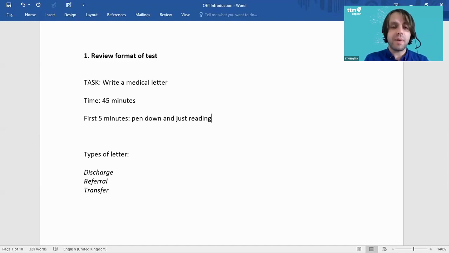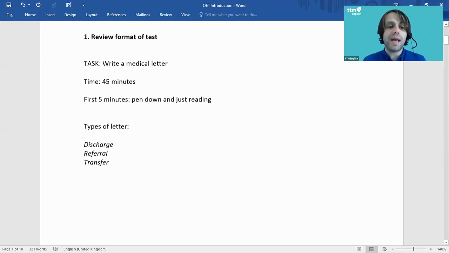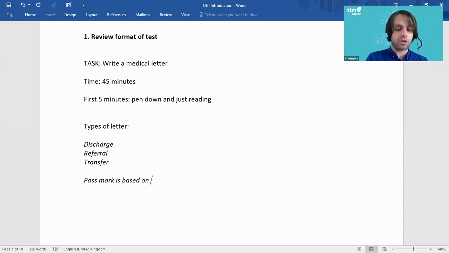Okay, I think that's basically what you're facing when it comes to OET writing. 45 minutes in total, 5 minutes of just reading, no pens. You can expect in the exam to get one of these 3 types of letter, although just like any exam, sometimes they throw you a curveball or try and change it a little bit to make everyone feel uncomfortable. One of the good things about OET grading is that the pass marks are based on, does anyone know what I'm talking about here? The pass mark is based on an average.